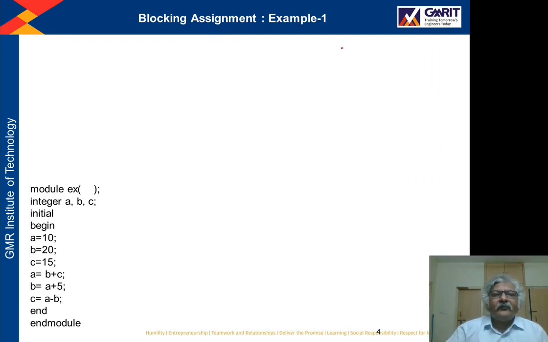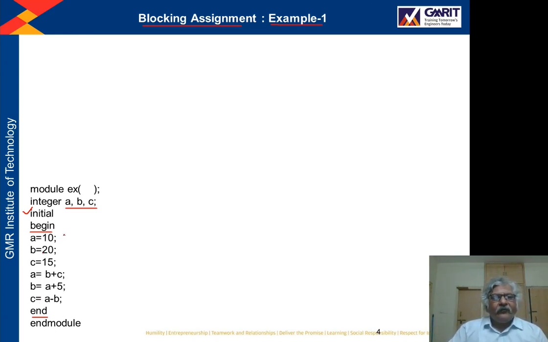Okay, now we will see one example of the blocking statement. Blocking statement example number 1. So here we have written one code. Here A, B, C are declared as the integer type, and here we are using the initial block, right? For a better understanding of this blocking statement, we are using initial block, then begin and end, because in between begin and end, there are multiple statements. If there is only one statement, then there is no need of begin and end.